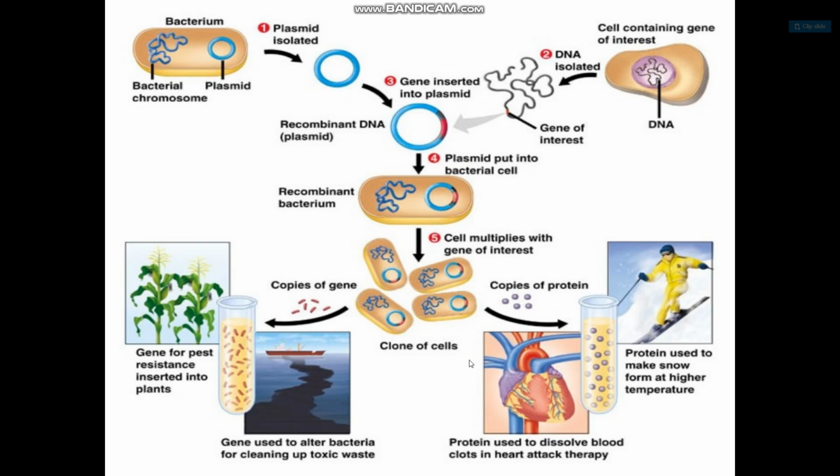Bacterial chromosome, the plasmid is isolated, and here the cell containing gene of interest, DNA isolated, then gene inserted into plasmid, and plasmid put into bacterial cell. So that makes a recombinant bacterium, and after that the cell multiplies with the gene of interest, and they make lots of copies of the gene, and then the protein is used to make snow foam, like at a higher temperature; protein used to dissolve blood clots in heart attack therapy, and gene also used to alter bacteria for cleaning up toxic waste, and gene also used for pest resistance inserted into plants.